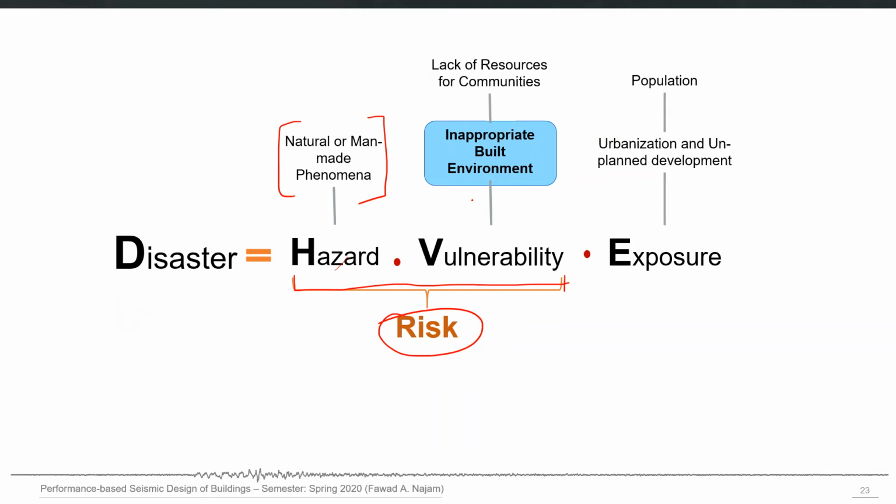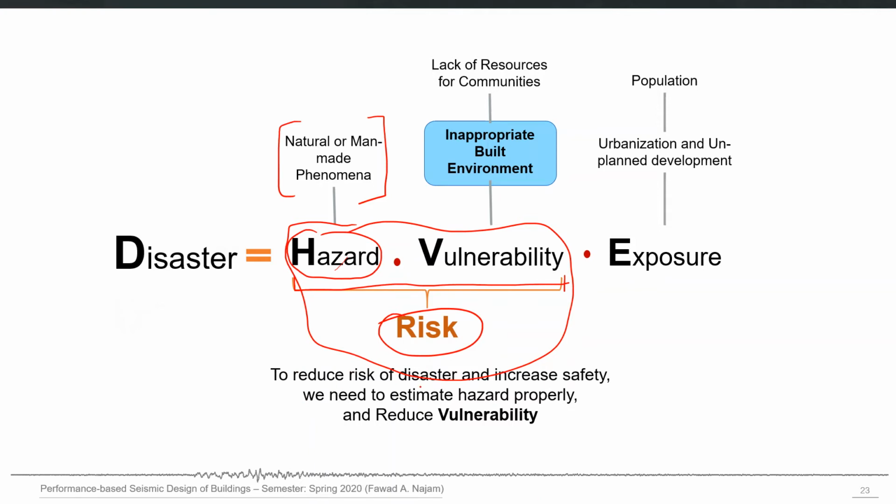The vulnerability is related to the quality of the built environment. If the structures are well designed, the vulnerability will be low, and if they are not properly designed, the vulnerability will be high. The exposure is related to urbanization or unplanned development, or in fact population. So we will be focusing on this part of the equation, and in that also, this lecture is about only the seismic hazard.